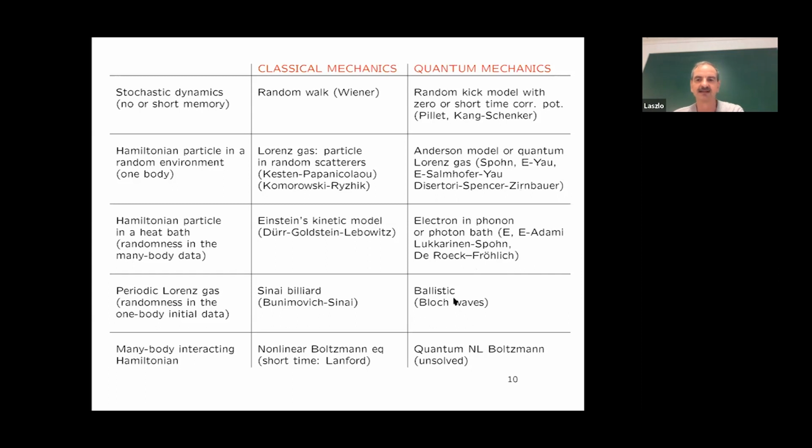And actually, as just a curiosity, the periodic Lorentz gas, which used to be the hardest problem in classical mechanics, the Sinai billiard and so on, in quantum mechanics becomes basically trivial, because there is a Bloch wave decomposition, so that basically you can solve it almost explicitly.